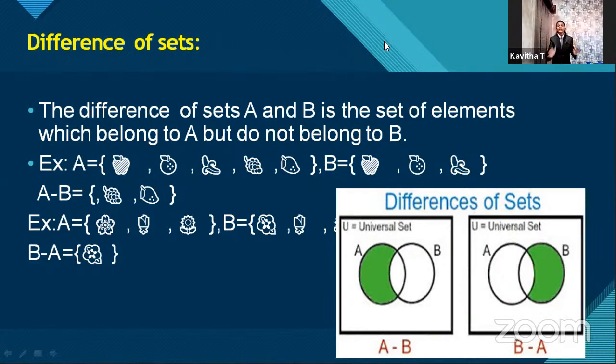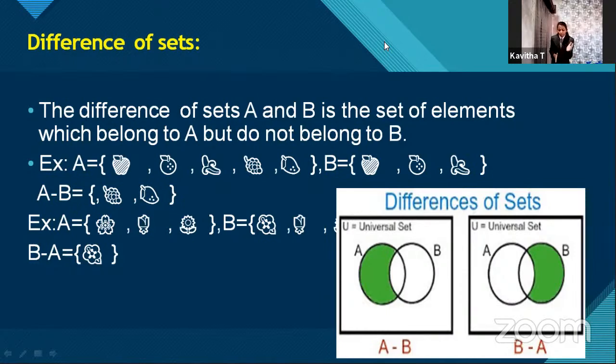What are the common elements here? Apple gets cancelled, orange gets cancelled, banana gets cancelled. Then what are the remaining elements in set A? Grapes and mango. These are the remaining elements. So what is A minus B? Two elements: grapes and mango. Let us take one more example. Set A contains lily flower, rose flower, and sunflower. Set B contains hibiscus, rose, and sunflower.